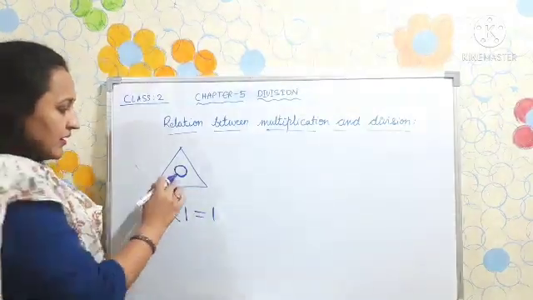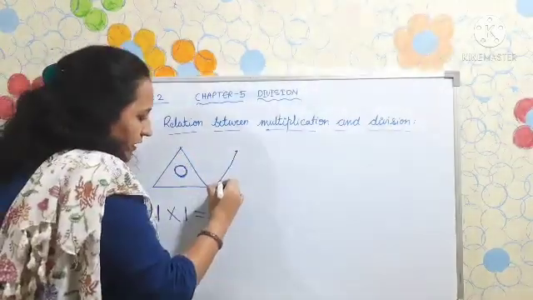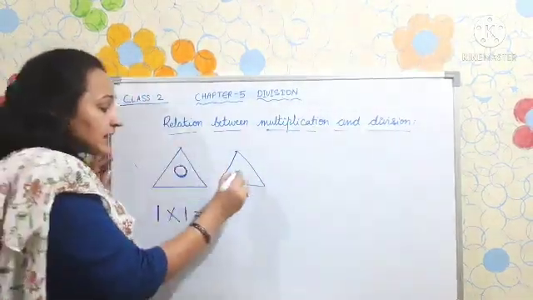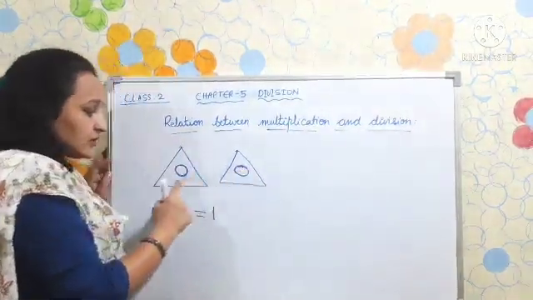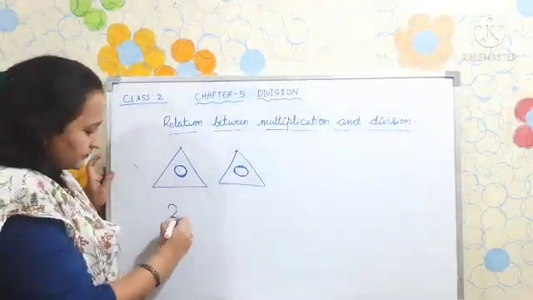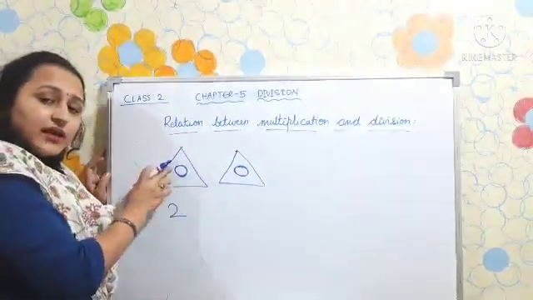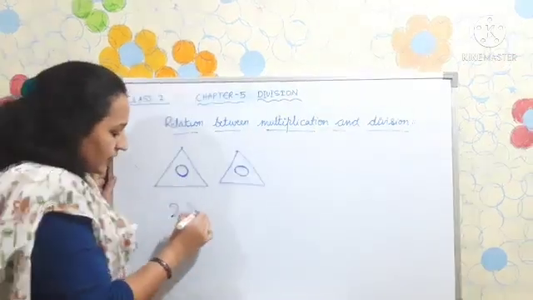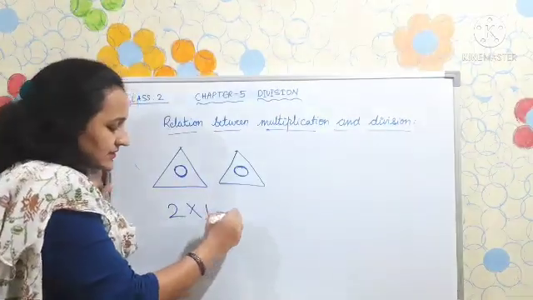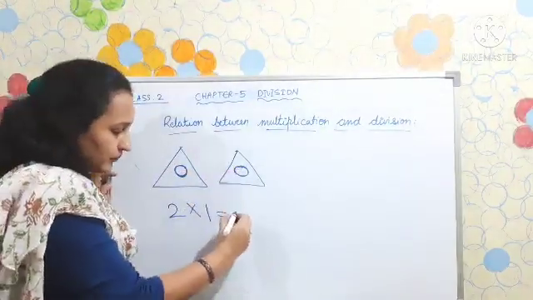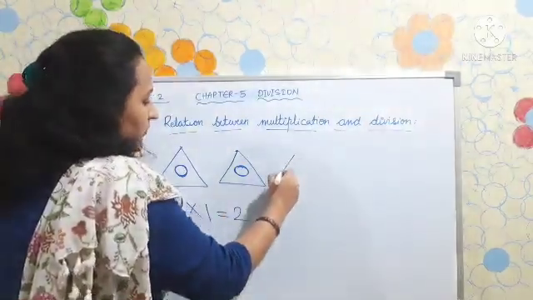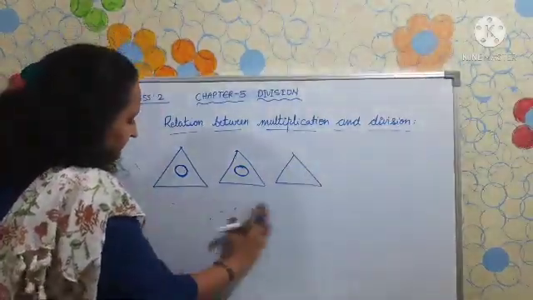Right. Now I am going to draw one more triangle. And I am going to give one circle to this triangle. So total how many triangles are there? 2. And in each triangle how many circles are there? Only 1. So 2 times 1 is how many circles? 1, 2. Got it?